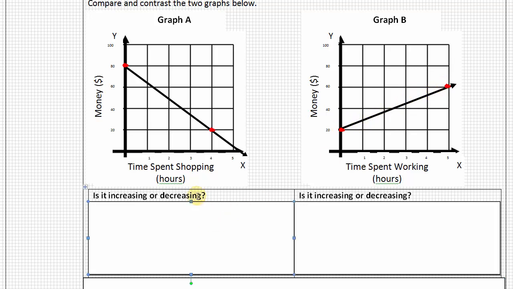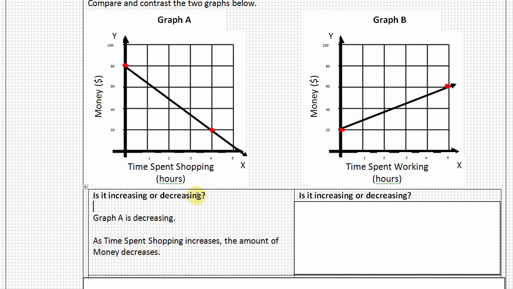So let's take a look here. So we would say that Graph A is decreasing, and a nice sentence that summarizes that is, as time spent shopping increases, as we increase along our x-axis, the amount of money decreases, so that's going down.